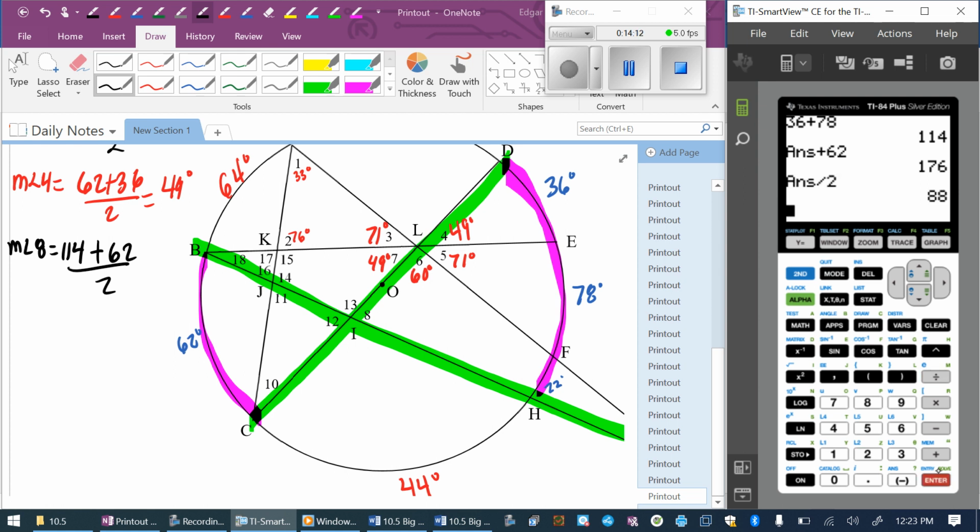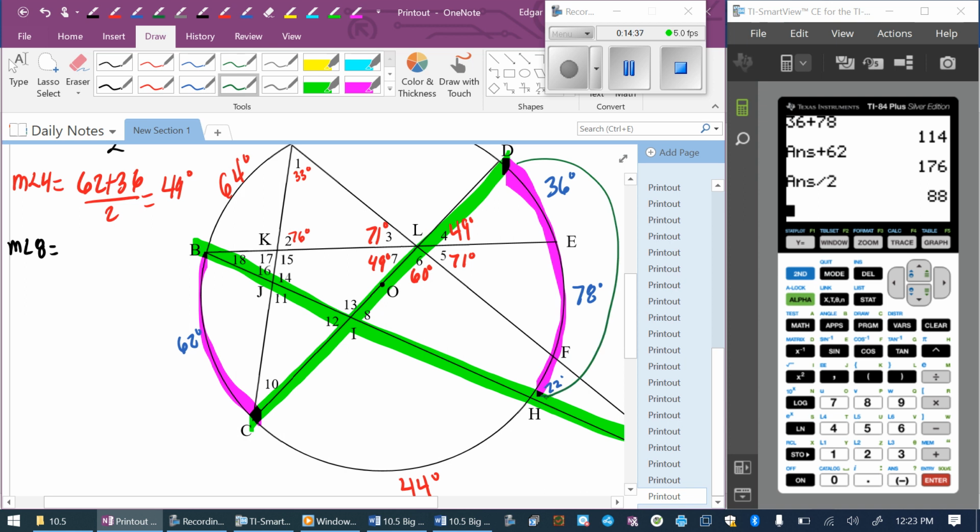So the answer that I got here was 88. Let me double check that. That doesn't sound right. Let me try that one more time. No, that's correct. Actually, no, it's not. I just realized I messed up. That is not 114. It's this whole arc here. I forgot about this little 22 right there. So actually, I forgot to add that. Let's do it one more time.